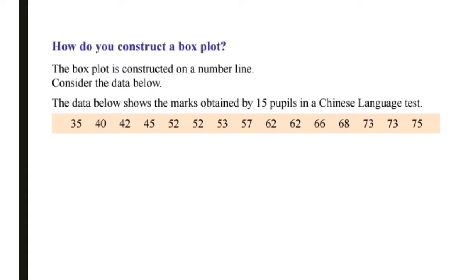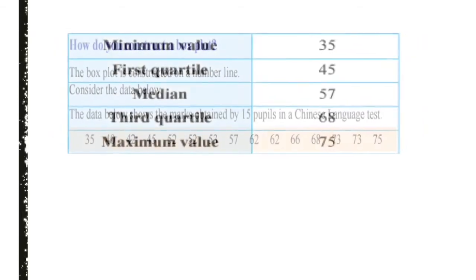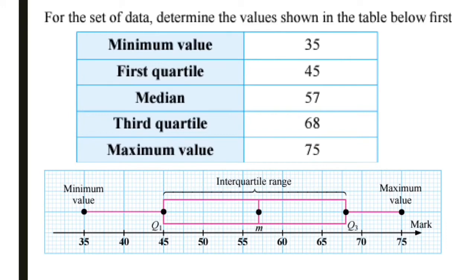Okay, students, how do you construct a box plot? The box plot is constructed on a number line. Consider the data below. The data below shows the marks obtained by 15 pupils in a Chinese language test. For the set of data, we need to determine the values as shown in the table below first.